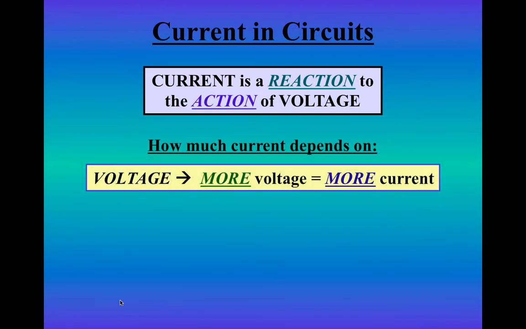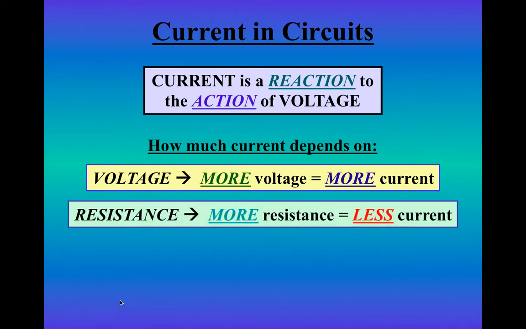The first, voltage. The more voltage you have, the more current you have. They have a direct relationship. The next is resistance. The more resistance, the less current. They have an indirect relationship.